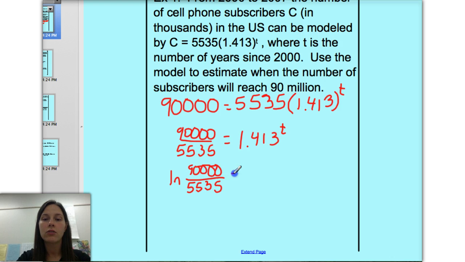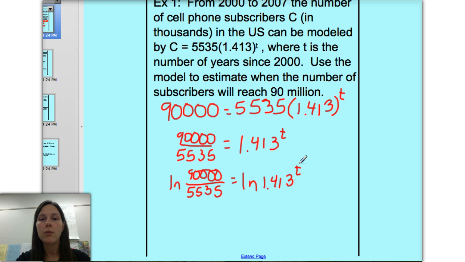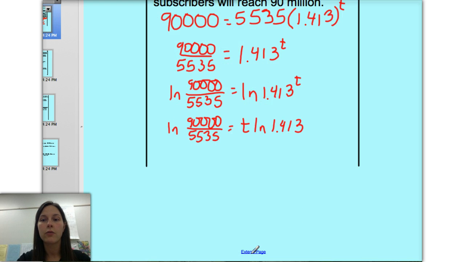And once I take the natural log of the right-hand side, I have a power on what I'm taking the log of. So I can use my power rule and pull that t down as a coefficient. So I'm going to do that next. And then my final step will be dividing by natural log of 1.413. And then I can get a decimal approximation for my t.